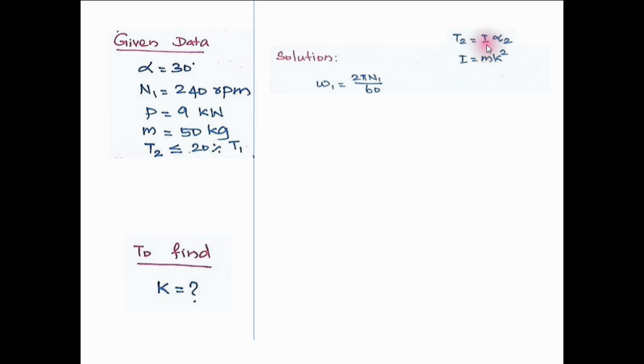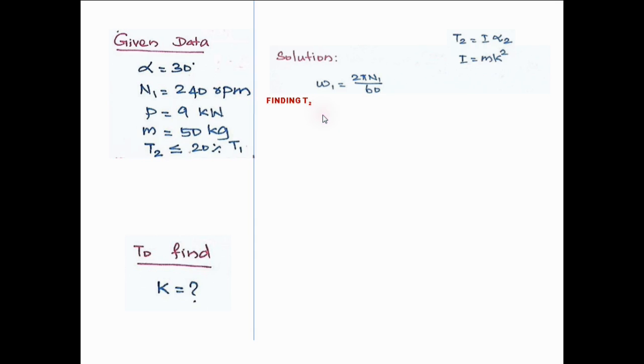I can get the I value from this equation, torque equal to I alpha. For that I need alpha 2 and T2. First I am going to determine T2 and alpha 2 and then substitute those values in this equation. You can get I, then substitute the I value and mass value in this equation. You can get the radius of gyration.